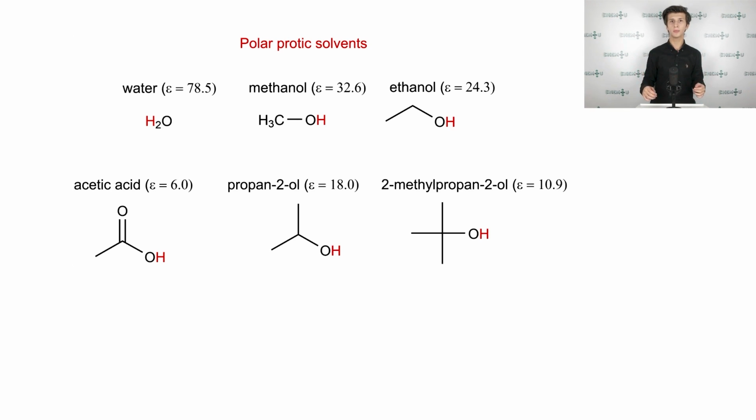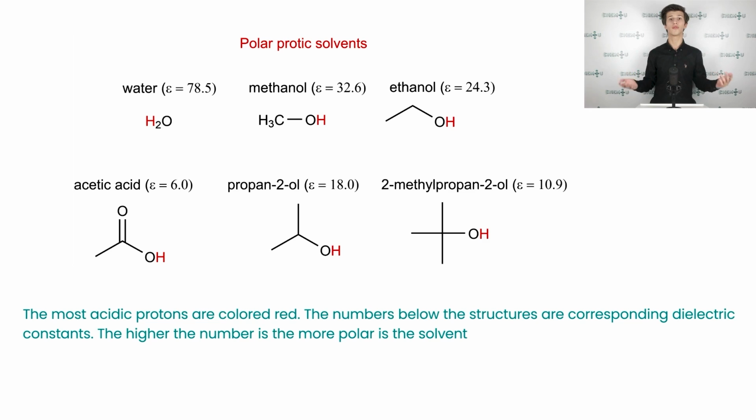There are lots of polar protic solvents, some of them can be seen on the screen. The most acidic protons are colored red. The numbers below the structures are corresponding dielectric constants. The higher the number is, the more polar is the solvent.